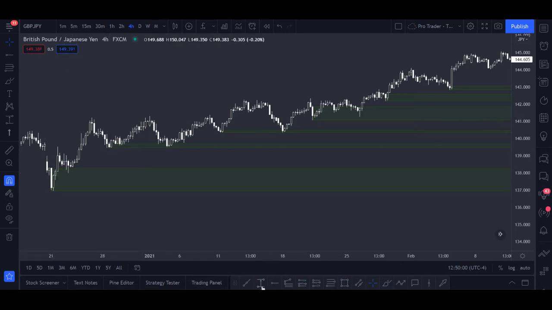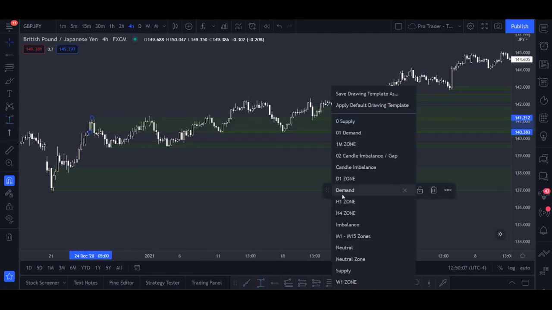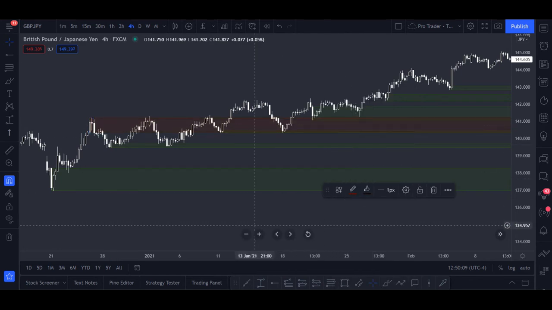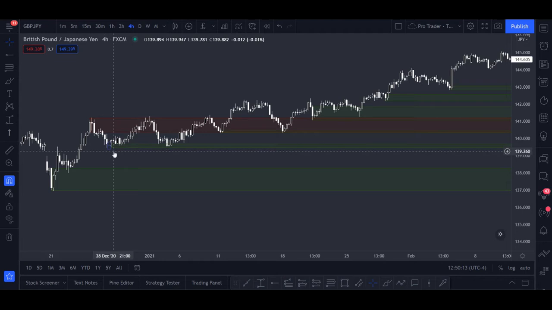And I will come in and put a supply here. Demand formed, a supply formed, another demand formed, a supply has been breached right here. So that supply zone has not been respected, because if that supply zone was respected, then there would not be a breach.